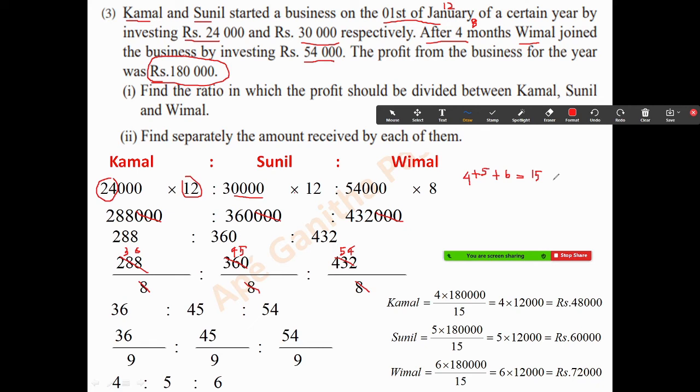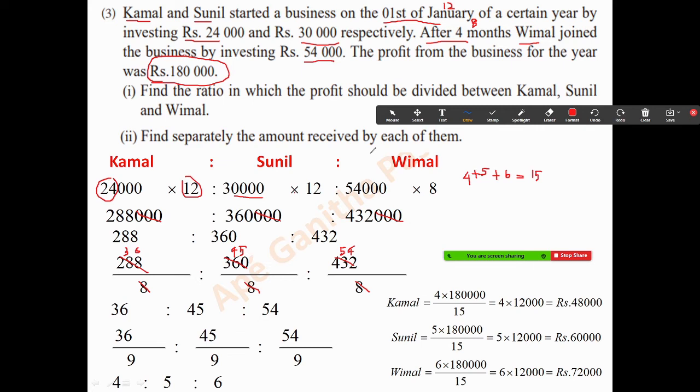If we divide into 15 parts, Kamal will get 4 parts, Sunil will get 5 parts, and Vimal will get 6 parts. Who will receive the maximum? Vimal will get 6 parts, so Vimal will get the maximum amount. Now let's find separately the amount received by each of them.